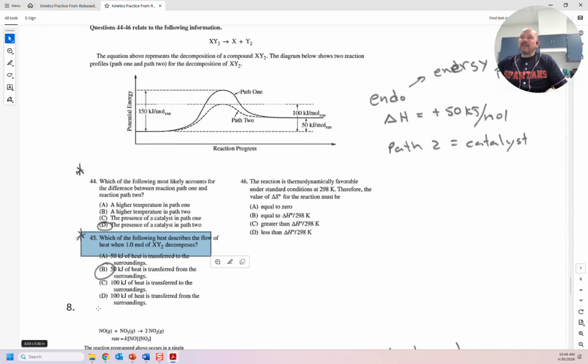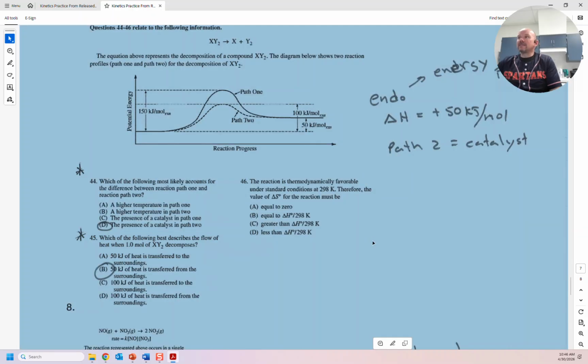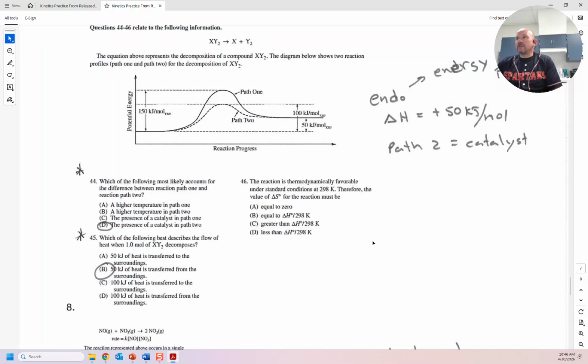We can cancel out C and D because we know the delta is not 100. The change is 50, right? The delta would be this energy value minus this energy value, so the delta is 50. So it's not C or D, and the surroundings are losing energy. So heat isn't transferred to the surroundings. Heat is transferred from the surroundings. From the surroundings, where does it go? To the system, to the reaction.